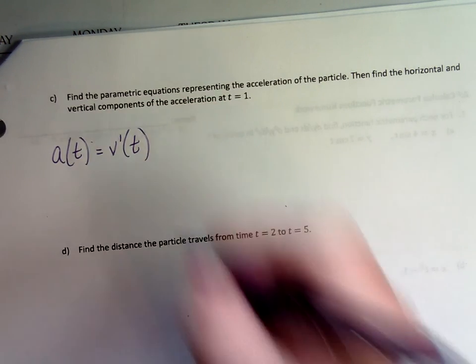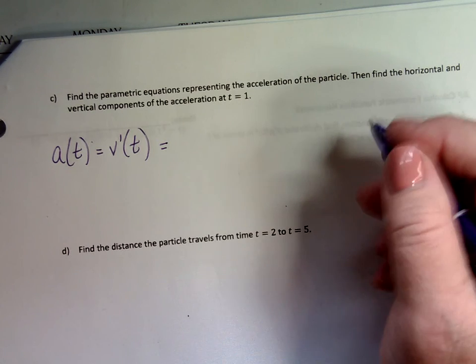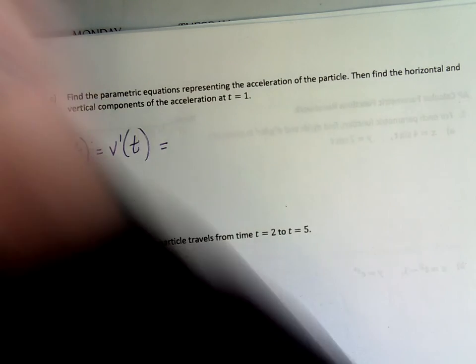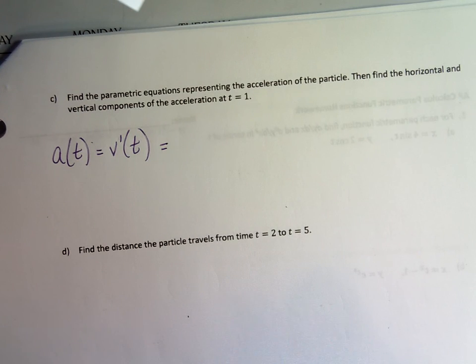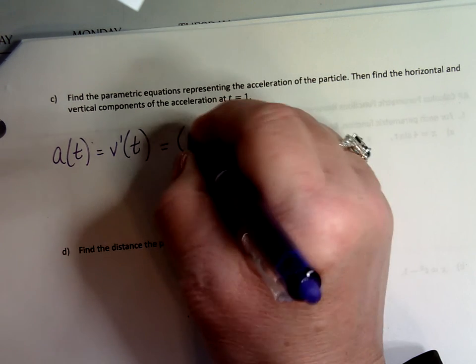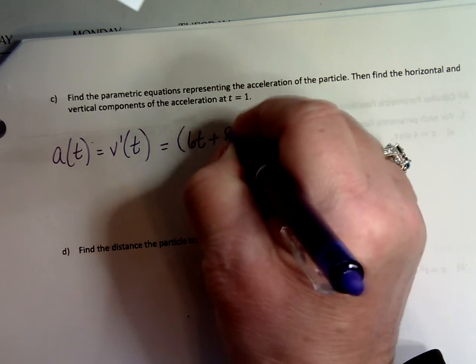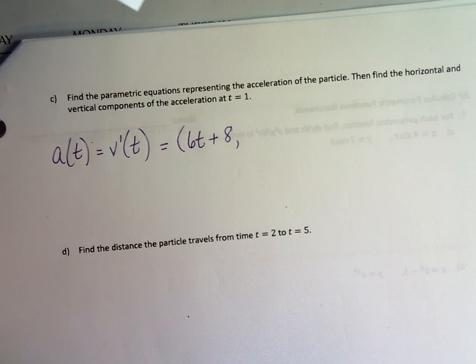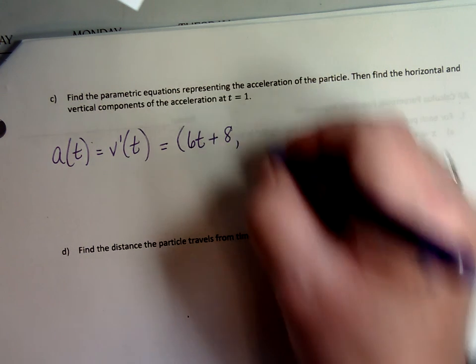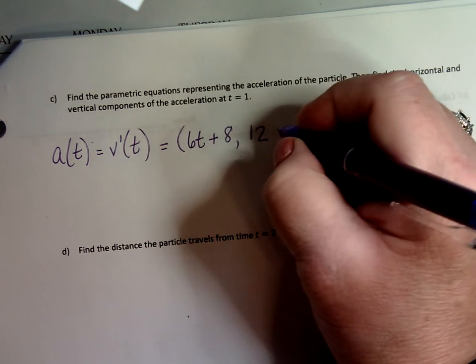If you go back and look, what was that? 3t squared plus 8t, so that's going to be 6t plus 8. Take the derivative of the y. It was 4t cubed minus 3t squared. That's going to be 12t squared minus 6t.